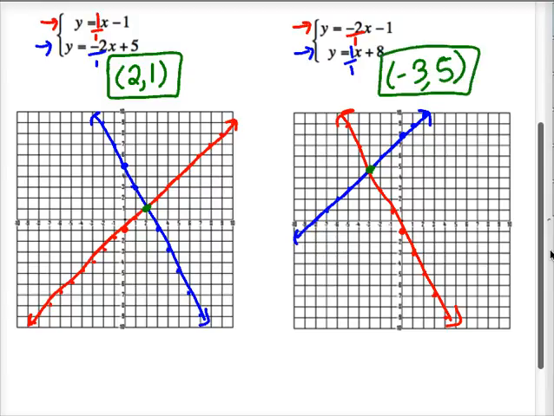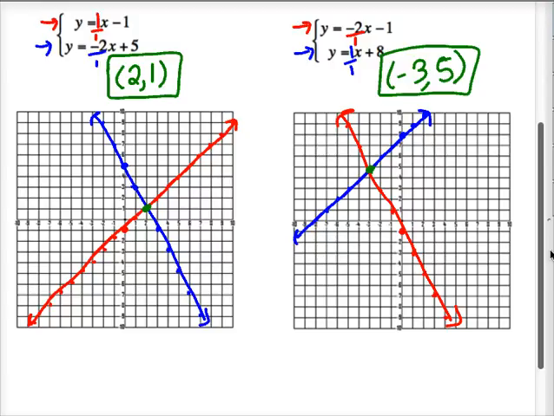So it is important. The solution is not the graph. The solution is that point. So make sure that you label the point for me, because if you don't give me the point, you don't completely have the right answer. Okay, so do make sure you give me that.